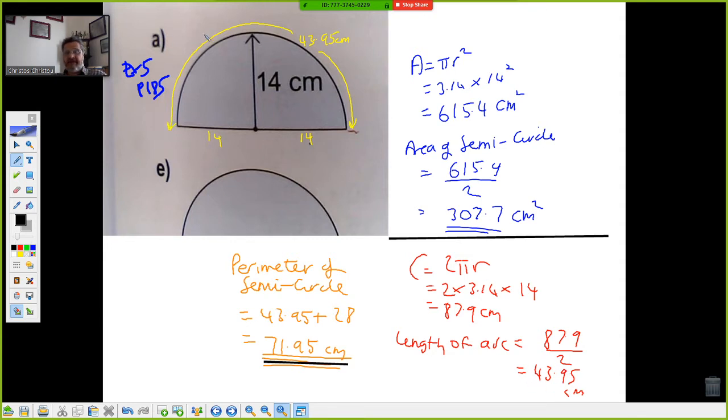43.95, and just for safety, I'll put it on my diagram so I don't forget to add it on. So the 43.95 is the length of the semicircular arc. That's only part of the journey. You've got to walk across 14 plus another 14, hence adding 28 at the bottom. Is that all right? 71.95. Again, basic, probably up to grade 4, maybe 5.